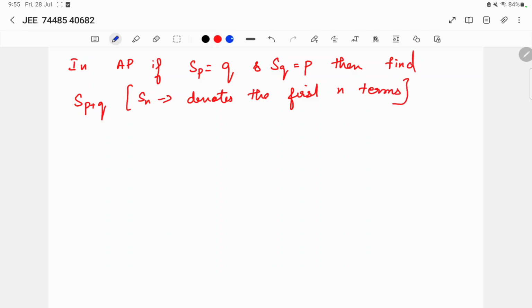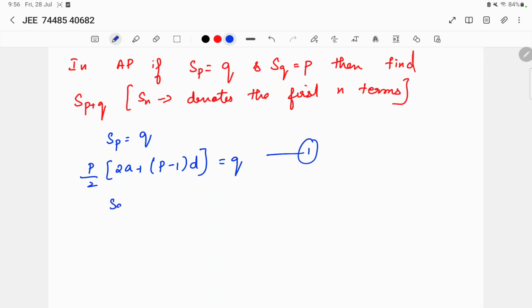What they have given here: SP, the sum of P terms, equals Q, which means P by 2 into 2A plus P minus 1 into D equals Q. We can take this as the first equation. SQ equals P, which means Q by 2 into 2A plus Q minus 1 into D equals P, the second equation.